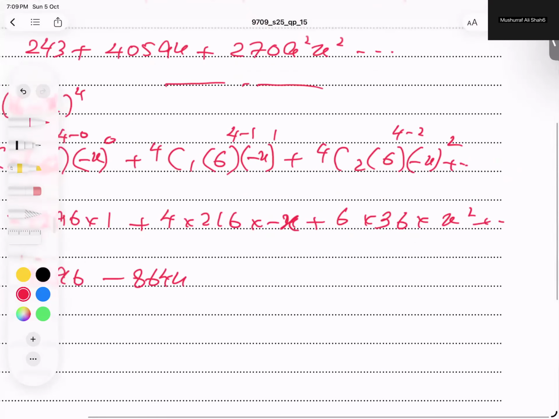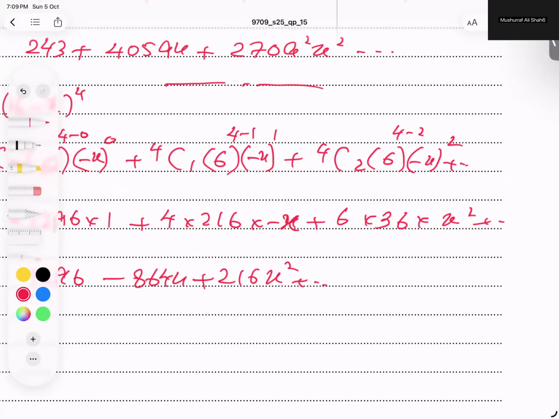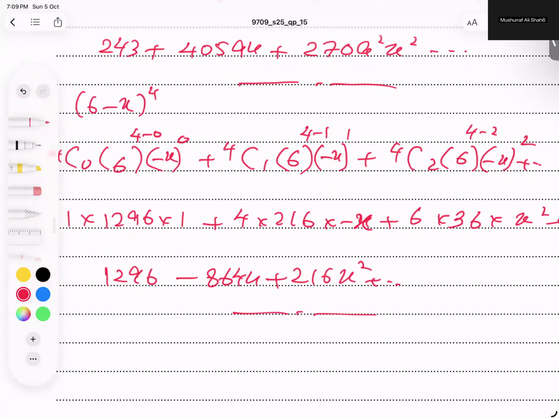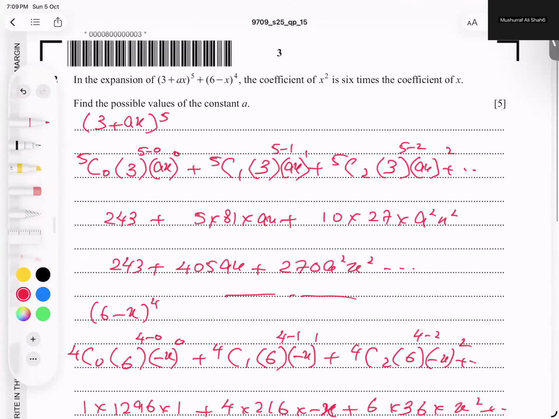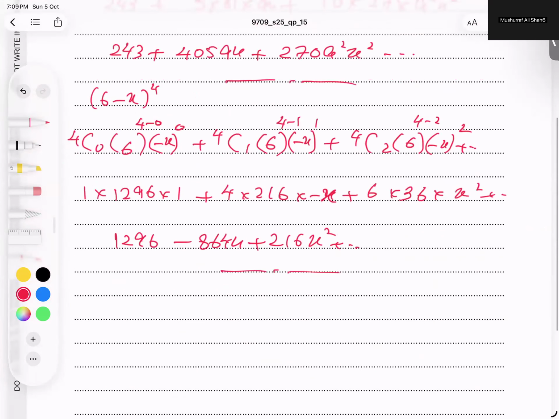And what about the other one? 36 into 6, I got 216, and x to power 2. I think this part is also clear. And now what story he said. He said x square coefficient is 6 times the x coefficient. Let me write: coefficient of x square is 6 times the coefficient of x.